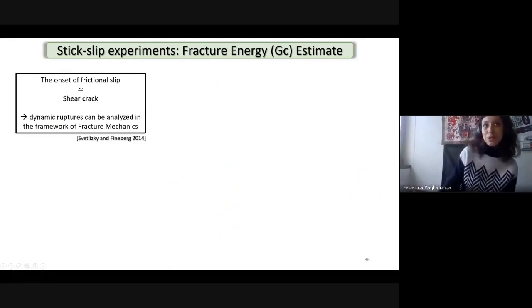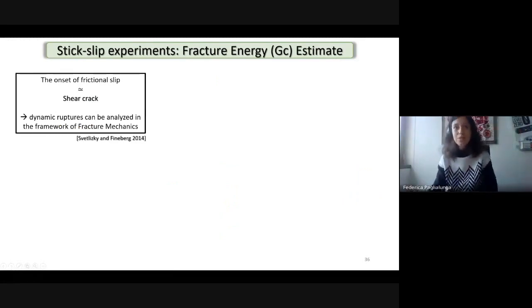So our main goal was, again, to estimate the fracture energy. It was shown by Svetlizky and Fineberg in 2014 through experiments that the onset of frictional slip can clearly be described by a classical shear crack in mode II. That means that we can study frictional ruptures in the framework of fracture mechanics.